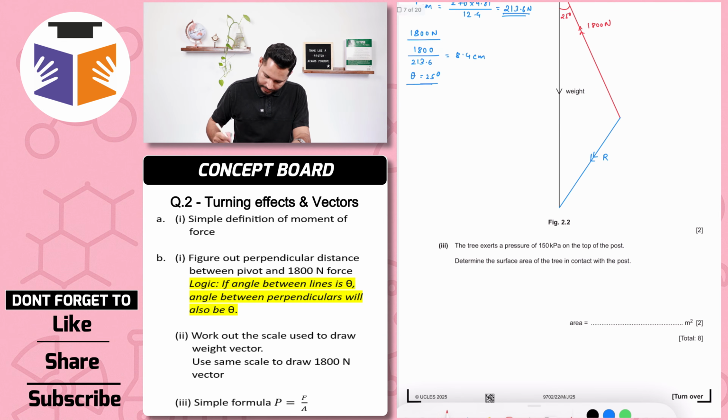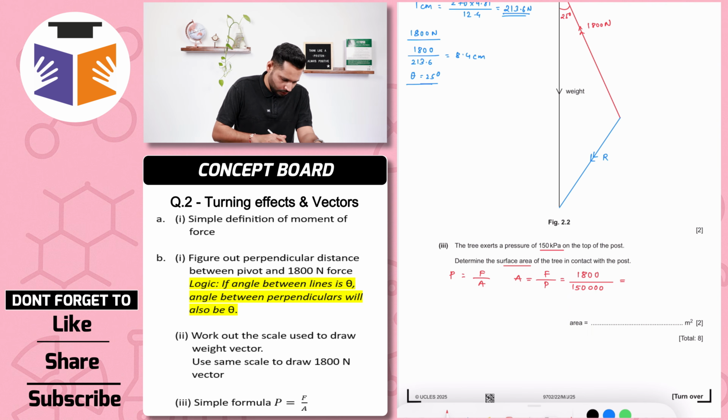Next, the tree exerts pressure of 150 kilopascal on the top of the post. Determine the surface area of the tree in contact with the post. So we are going to use formula for pressure, that is force upon area. So area will be equal to force upon pressure. Here they are asking about force produced by the post, which is 1800 Newton, and the pressure here is 150 kilopascal. So 1800 divided by 150,000, this gives us answer 0.012 meter square.